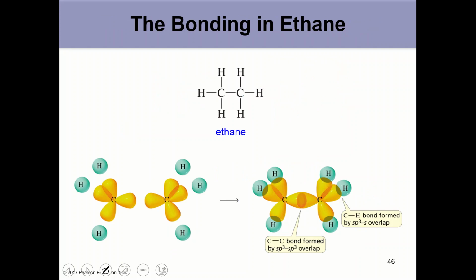So when we have a carbon to carbon sigma bond forming, that bond is described as, so for example, we have ethane here.